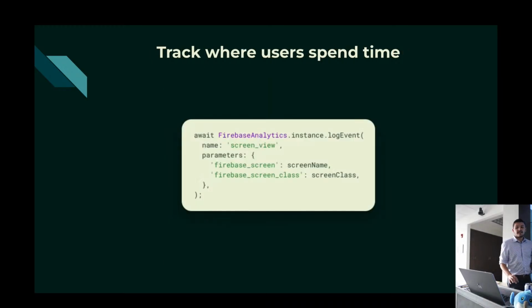If that's still not enough, with Google Analytics, you can also track where users spend time. So in Flutter, you have to do this a more manual process with logging events for screen views. And this will basically allow you to see exactly which screens your users are spending their most time on. This could show you where a hang is happening or a really long load time that could be causing those bad app reviews as well.